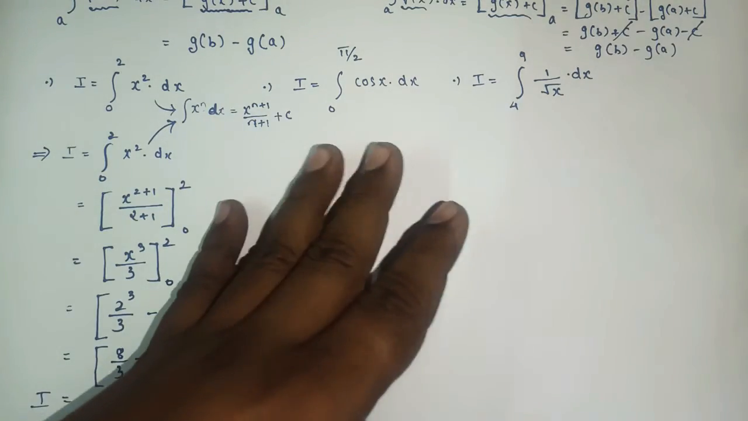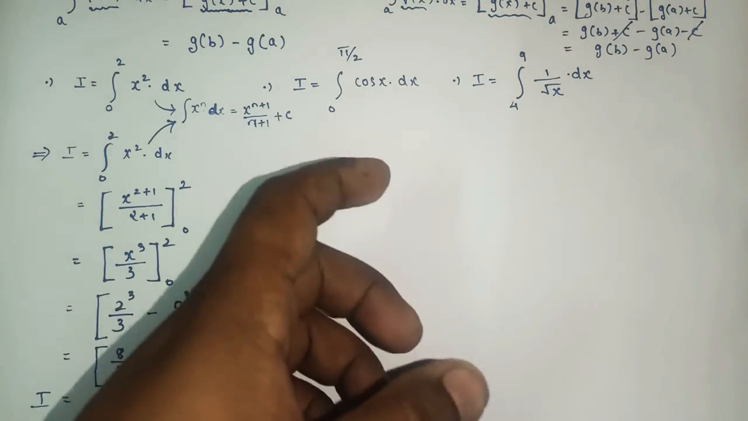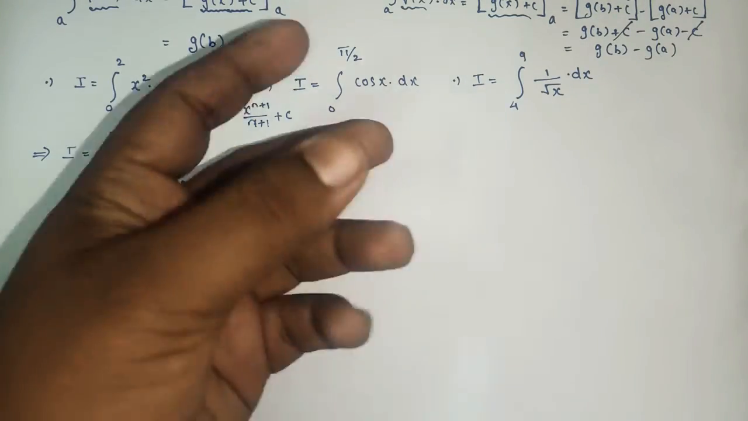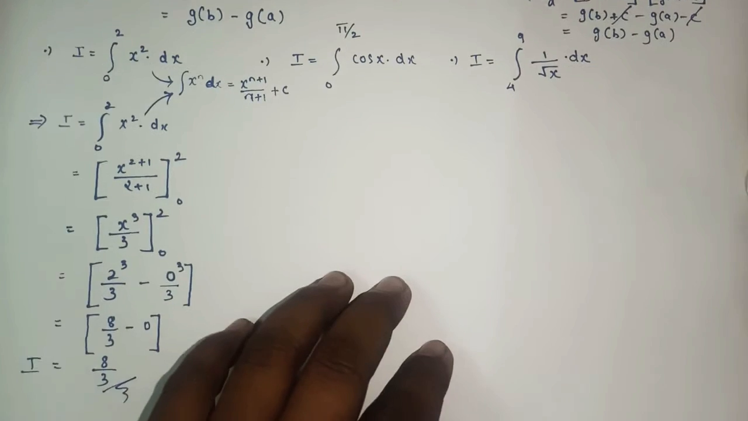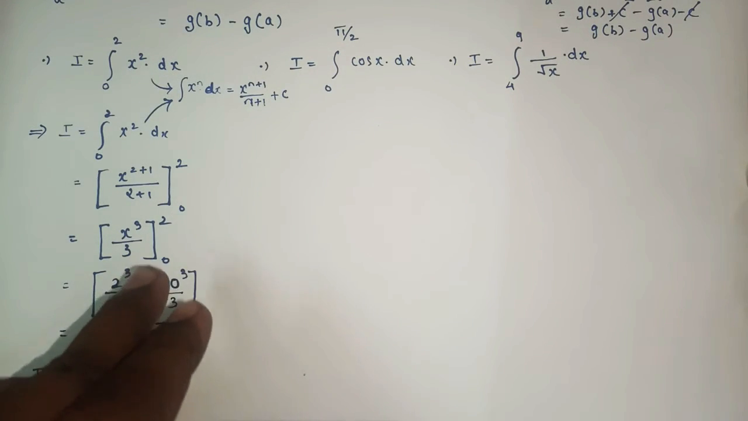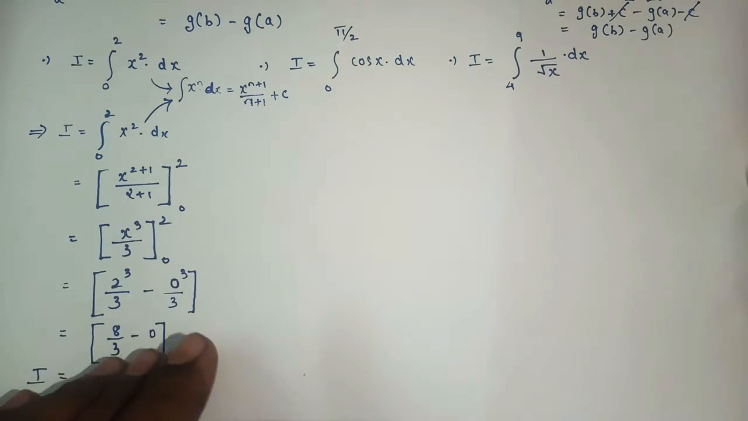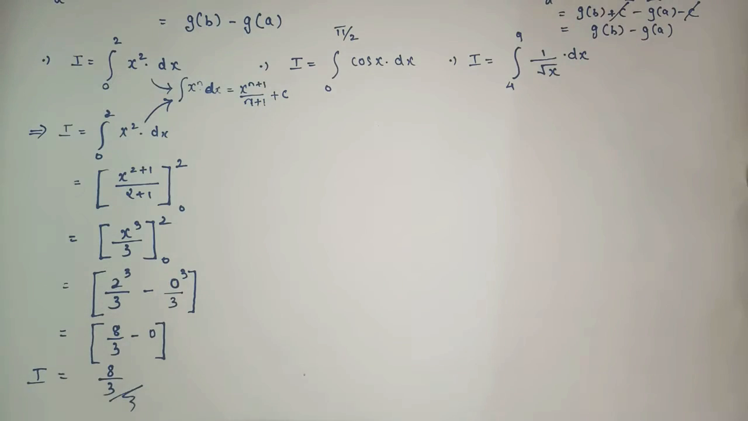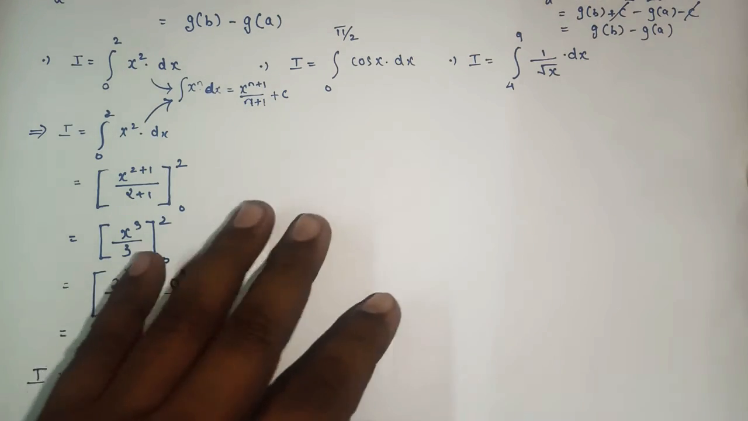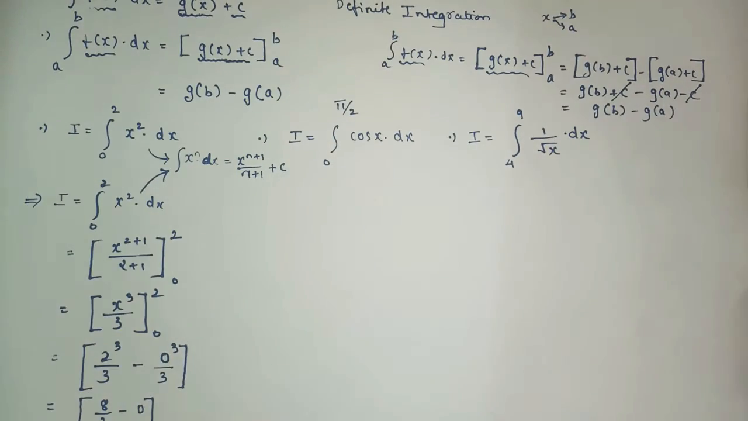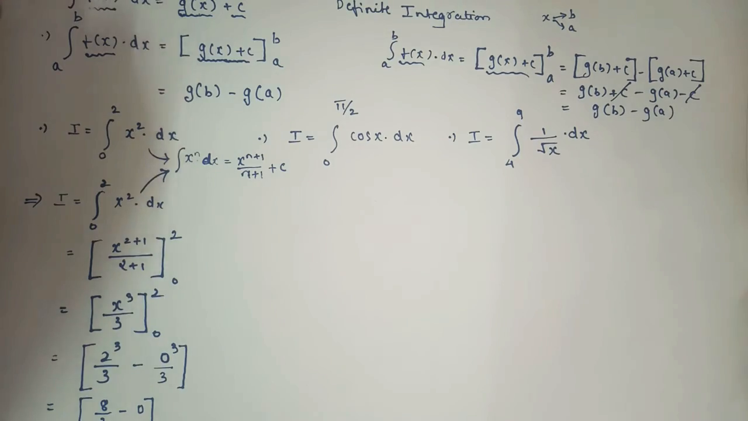Simply you have to guess which property, which method, which concept we have to apply to solve that particular question. That's it. And the rest, simply you have to replace the value of x first by the upper limit, then write minus in between, and then the lower limit. If you write minus only, then the constant of integration will get eliminated. Understood? Okay, so now let's take one more example.